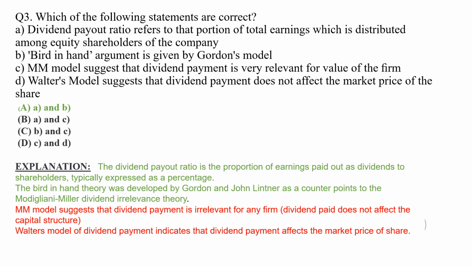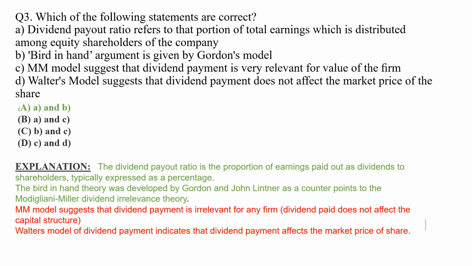That is, dividend payout ratio refers to the portion of total earnings which is distributed among equity shareholders of the company, and bird in hand argument is given by Gordon's model. These two are the correct options. So let us see the explanation. The dividend payout ratio is the proportion of earnings paid out as dividends to shareholders, which is expressed as a percentage. Then for option B, the bird in hand theory was developed by Gordon and John Lintner as a counterpoint to the Modigliani-Miller dividend irrelevance theory.